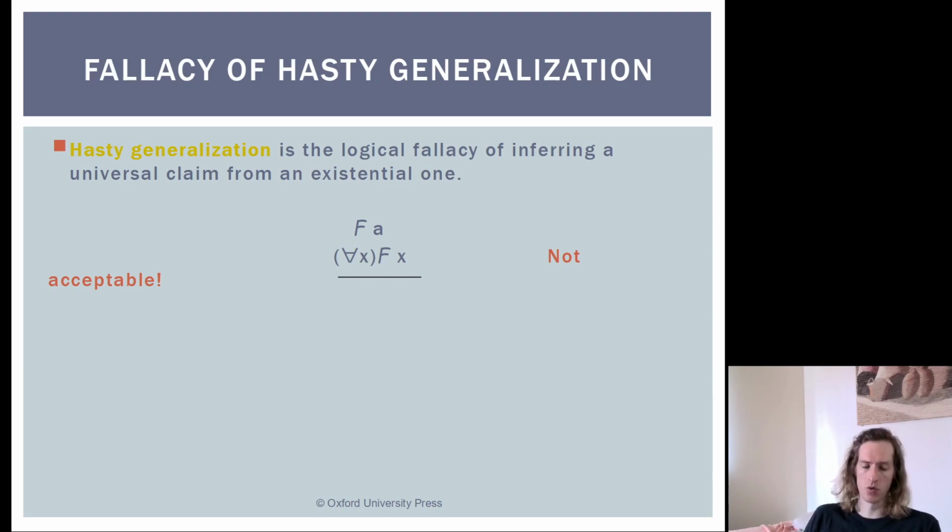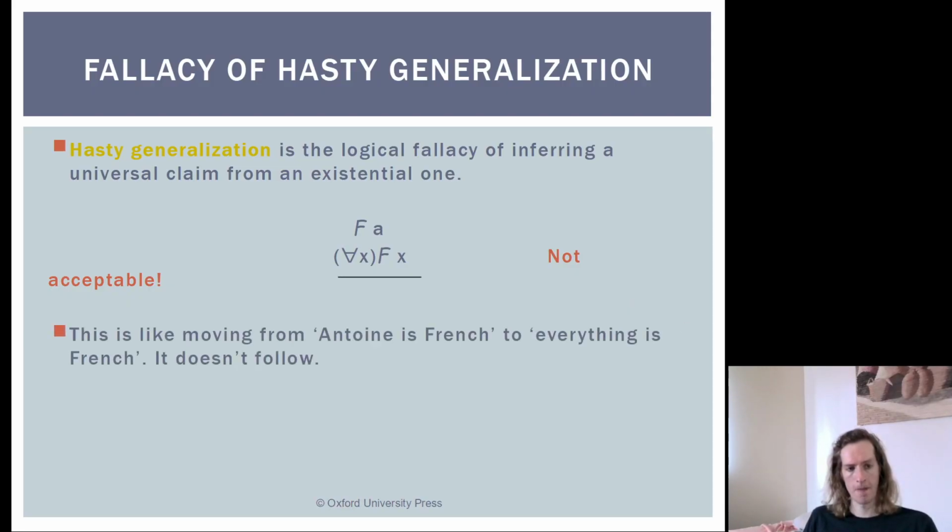One thing that we can't do then is that if we have something that is using a constant, we cannot universally generalize. So we can't go from Fa to for all x's Fx. This is like moving from Antoine is French to everything is French. So we can only go from an open sentence with a variable, where if I had Fx here, which just is French, then I could move to everything is French. If we had is French for some reason in our proof, then we could universally generalize over that.